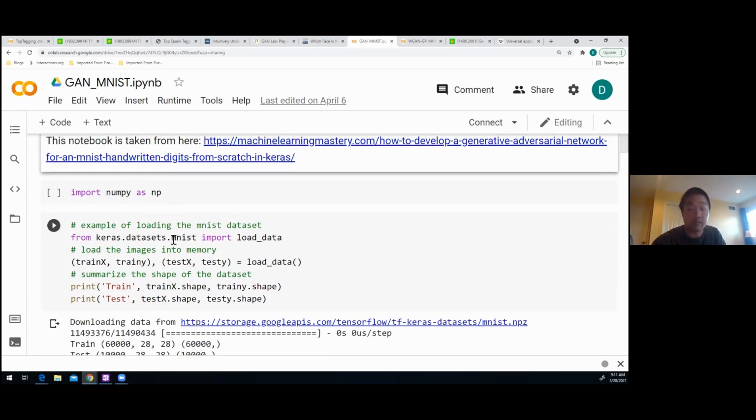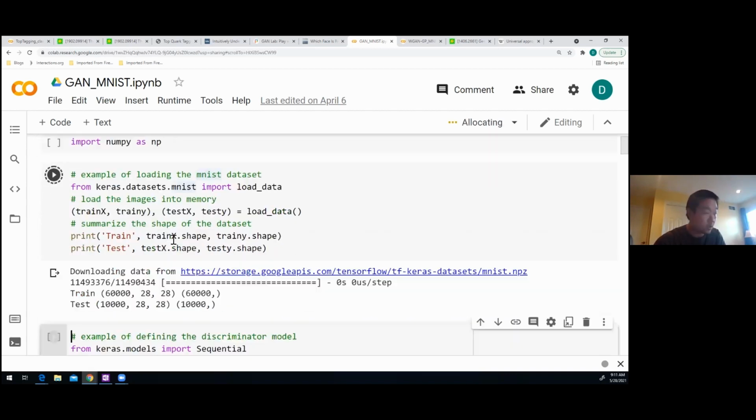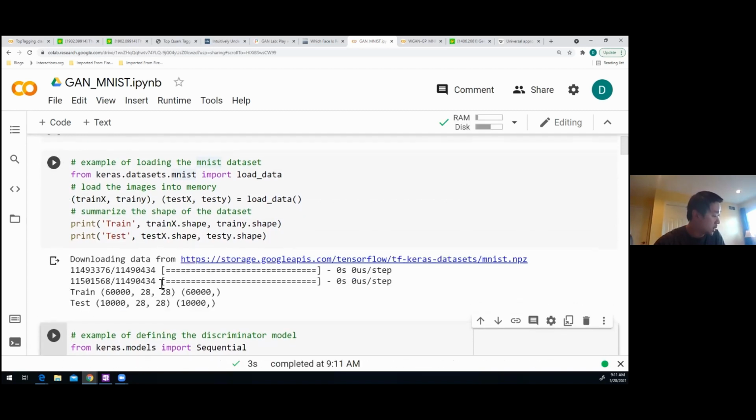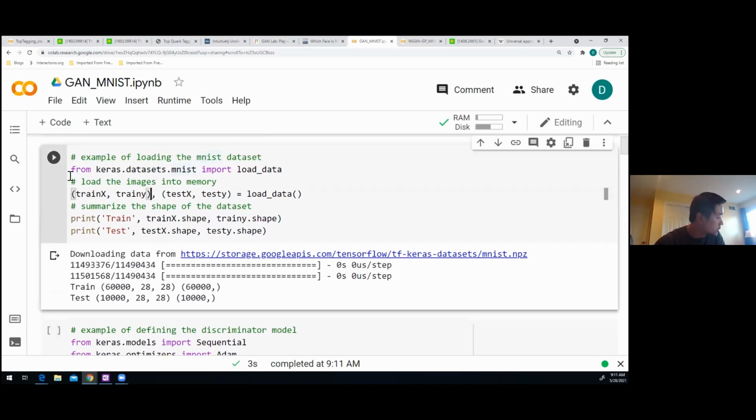So there's a database of handwritten digits 0 through 9 called MNIST, and you can very easily download that. And there's 80,000 images. Okay, we're going to train the GAN on 60,000. I don't know why we need to test that actually, but yeah.